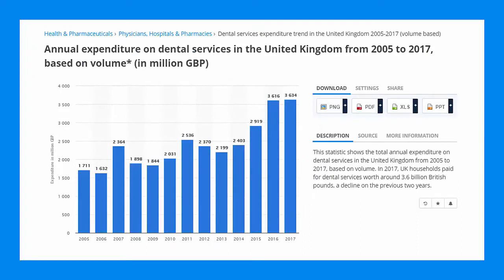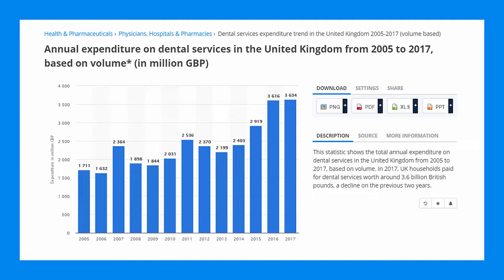This is the UK, and we're looking here at annual expenditure on dental services in the UK over the last 12 years or so. And you can see there is a more or less steady upward trend in terms of expenditure. From 2016 to 2017, it was a fairly modest growth there. There is considerable variation year on year in terms of expenditure, but it is more or less moving in a positive direction overall if you're looking at it from 2005 to 2017.